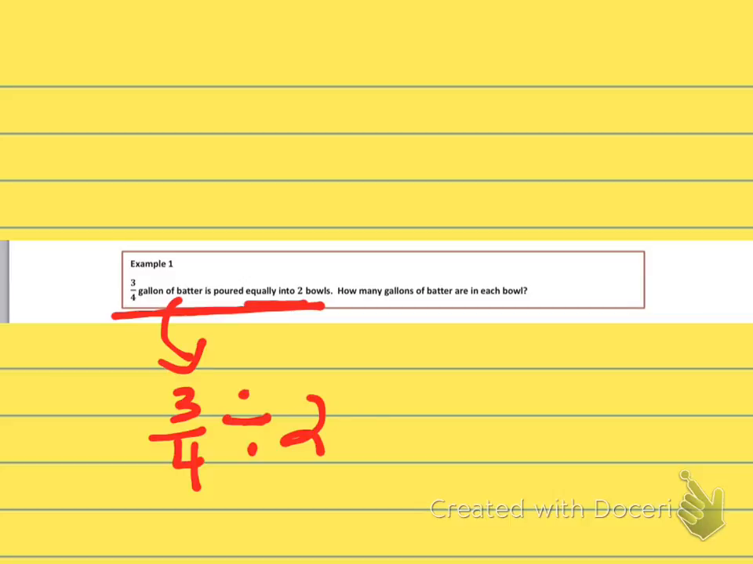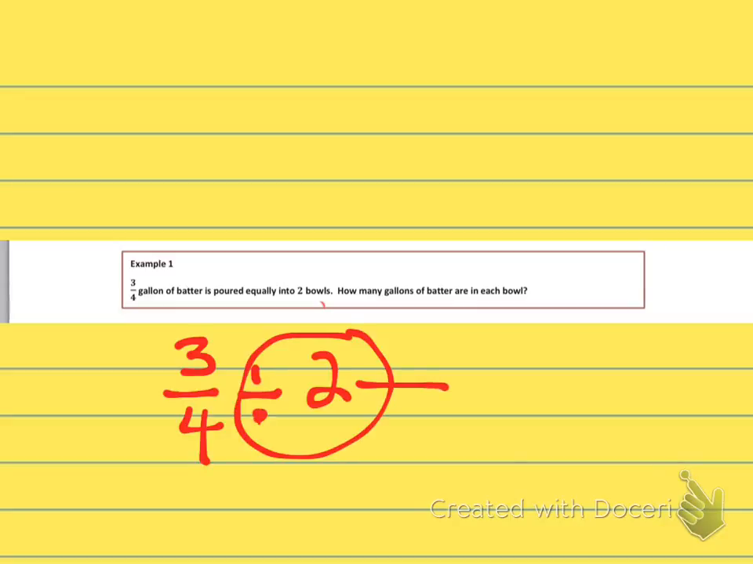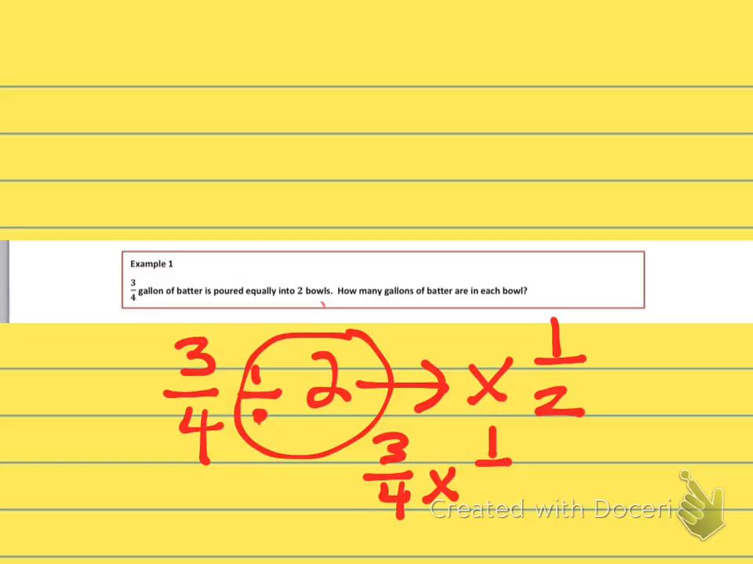The way we would solve this without a visual is when you see divided by 2, this actually becomes times 1/2. Okay, you flip it over and you multiply it. So if I just go 3/4 times 1/2, then we get 3/8. And I'm going to show you how this answer 3/8 would look as a visual.